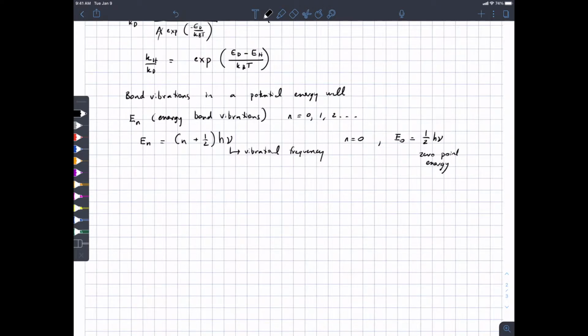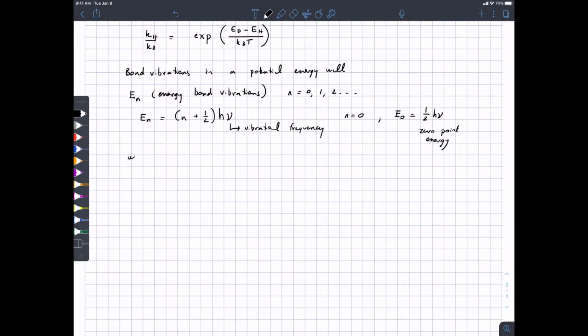Okay, so now we should talk about why the 0-point energy might be different for hydrogen versus deuterium. And that's the same thing as asking why is vibrational frequency different for a CH bond versus a C-deuterium bond. Okay, so now we'll go to some stuff that probably you learned in a physics class a long time ago. And this has to do with the fact that bond frequency depends on a couple of things.